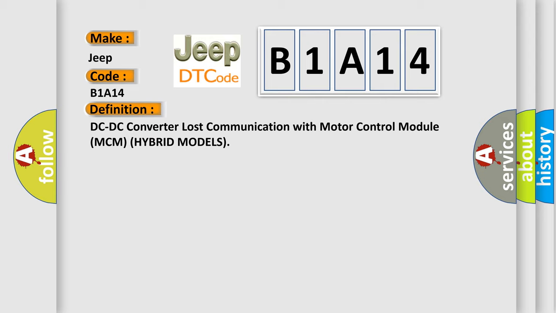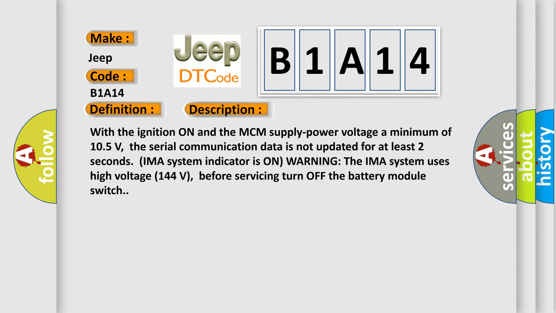And now this is a short description of this DTC code. With the ignition on and the MCM supply power voltage a minimum of 105 volts, the serial communication data is not updated for at least 2 seconds. IMA system indicator is on warning. The IMA system uses high voltage 144 volts, so before servicing turn off the battery module switch.